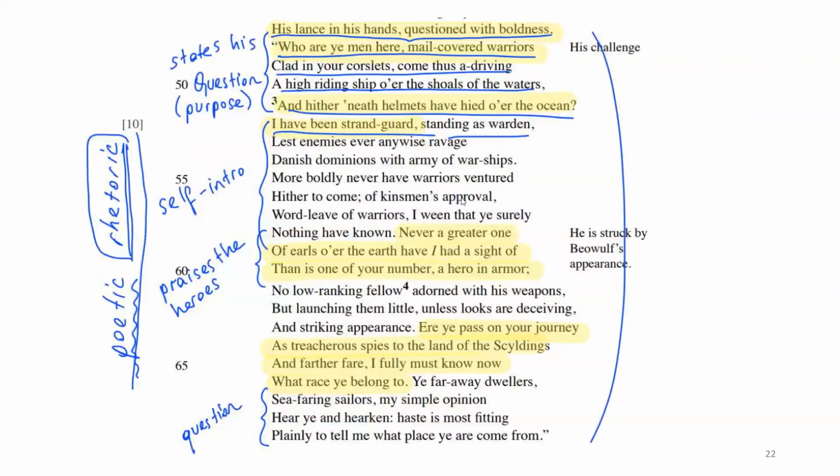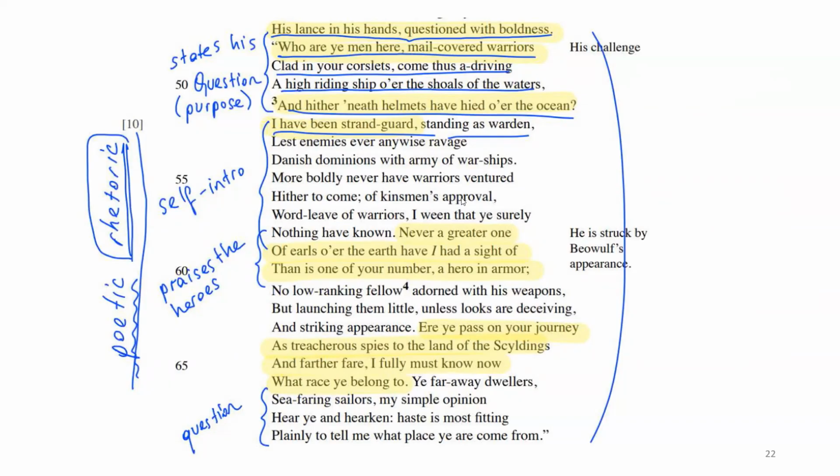When he arrives in the Daneland, he is accosted by the coast guard, who is already impressed by the rich look and polite conduct of Beowulf and his men. He thinks that these men must be some elite warriors. We see that the coast guard talks with a poetic rhetoric. He states his purpose, introduces himself, praises the warriors, and then questions the reason why the warriors are in the Daneland.